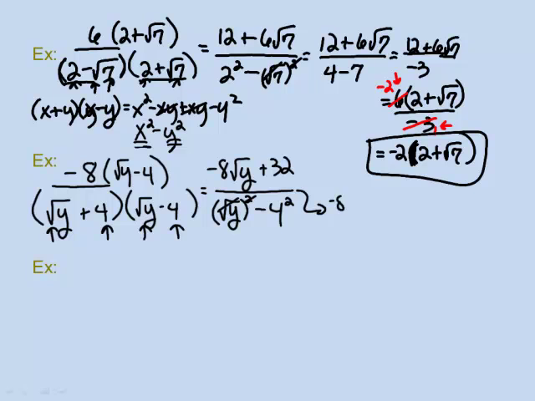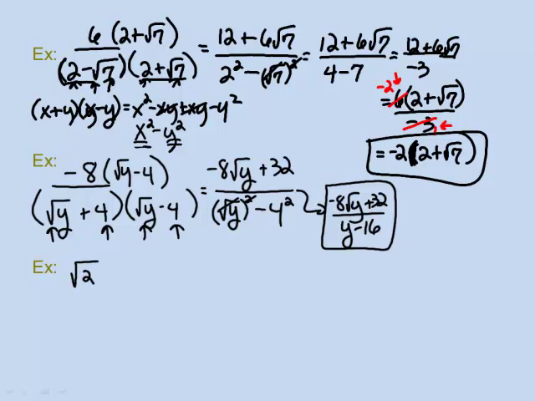So now we have negative 8 square roots of y plus 32 over, in our denominator, y minus 16. Now at that point, there's really nothing further we need to do unless there's a common factor we could factor out. In this case, though, there is not, although you can take an 8 out of your numerator. By doing so, that doesn't allow you to simplify in your denominator, and so we'll just leave it in that form.